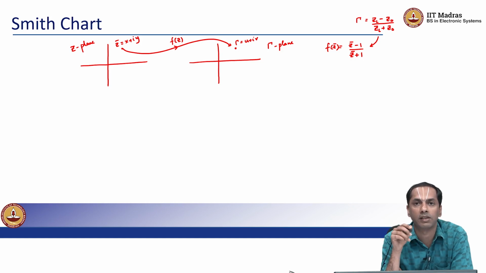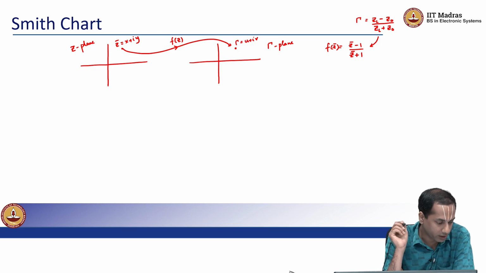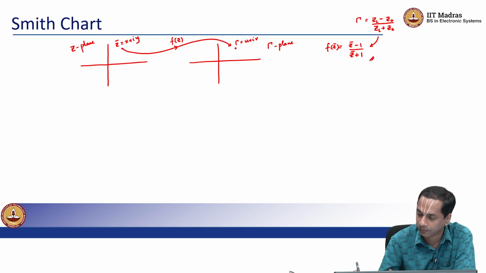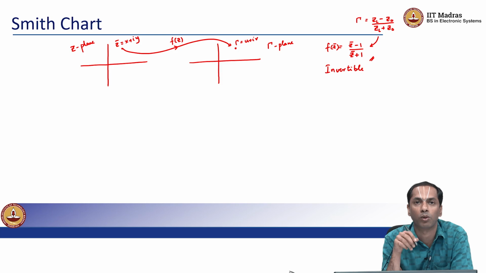So the Smith chart essentially forms a map of all physical loads. It could be a combination of inductors, capacitors, resistors, whatever it be, linear loads. It is mapping that to the gamma plane. So what is special about this function here is that it is invertible. All it means to say is it's a one-to-one map. Every point in the gamma plane has a corresponding point in the z plane.